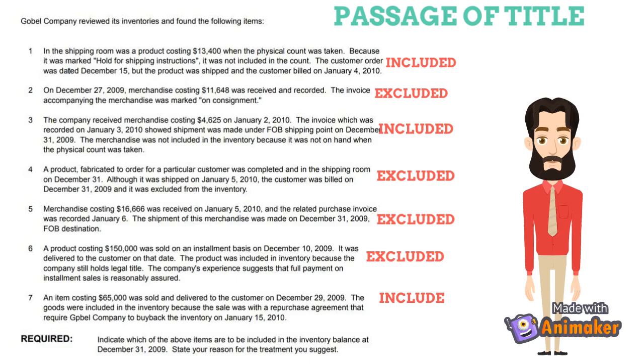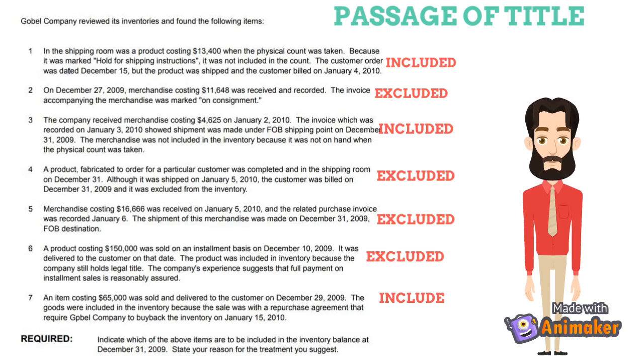2. On December 27, 2009, merchandise costing $11,648 was received and recorded. The invoice accompanying the merchandise was marked on consignment. Number 2 is excluded. Global company does not possess legal title because the merchandise was received on a consignment basis.